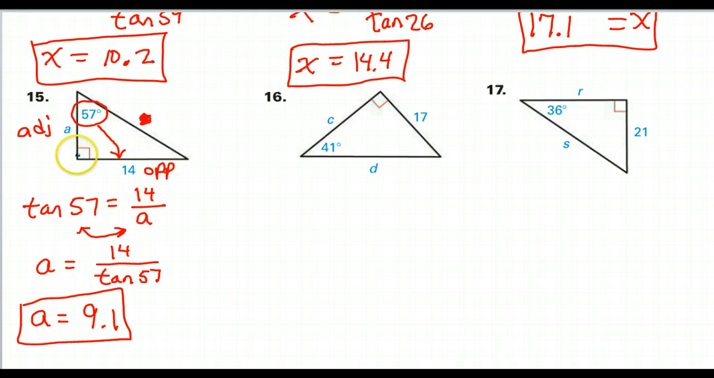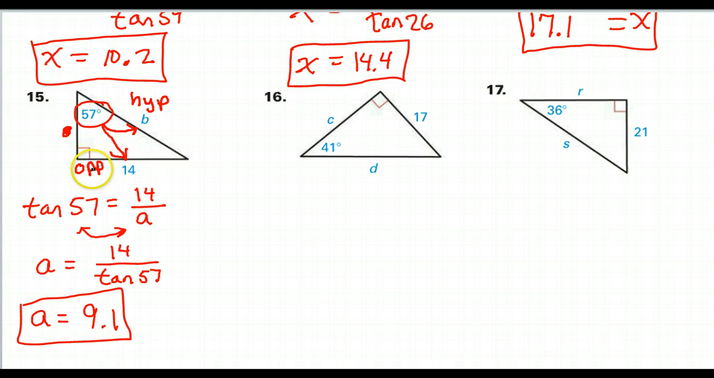Alright, but we still need to find B, the one I scribbled out at first. So I need to go back, sort of start over. Okay, I'm still going to work with the 57. But I already found A, so I'm going to scribble that out this time. So now I'm going to deal with the 14 and the B. Alright, 14 is still opposite. But B is the hypotenuse.